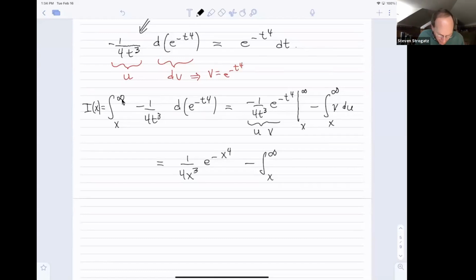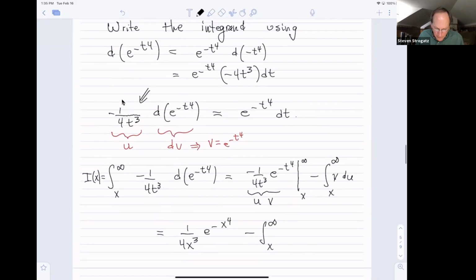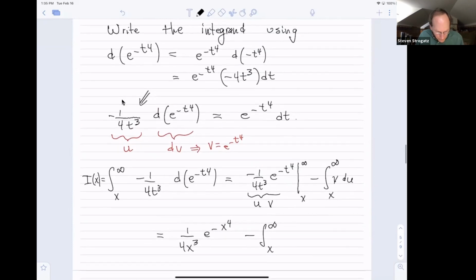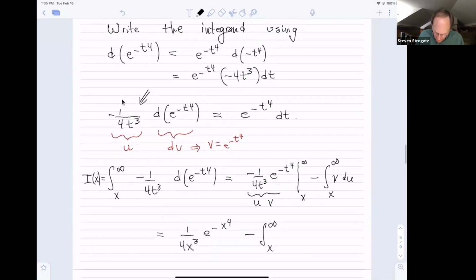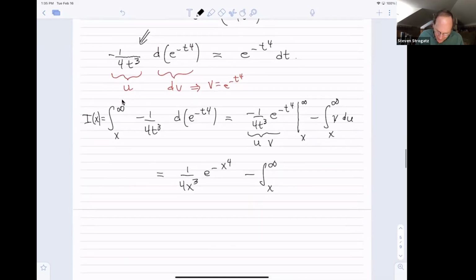I'm a little bit confused about something here. I'm seeing a factor of 3 that I'm being boggled by. Oh, I see. Now I understand it. Right. V is my e to the minus t to the fourth. But I have to go back and look here at this expression for u.